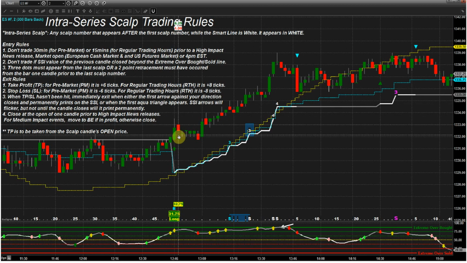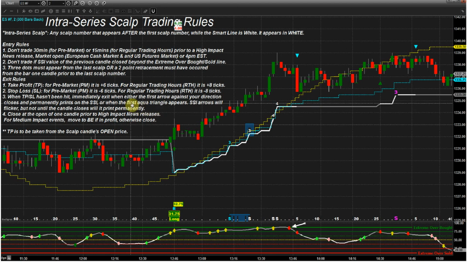What that simply means is that if you're in a trade right here on a 3, and you get in here at the open price, give or take a tick, you stay in this trade as long as an arrow against your direction doesn't fully print. If you're in a long scalp, as long as a down arrow doesn't fully print, stay in the trade. Once this candle closes, that arrow which was flickering during the candle will permanently print, and when it does on the open of this candle, get out of that scalp immediately. This arrow will flicker and it permanently prints on the open of the next candle.